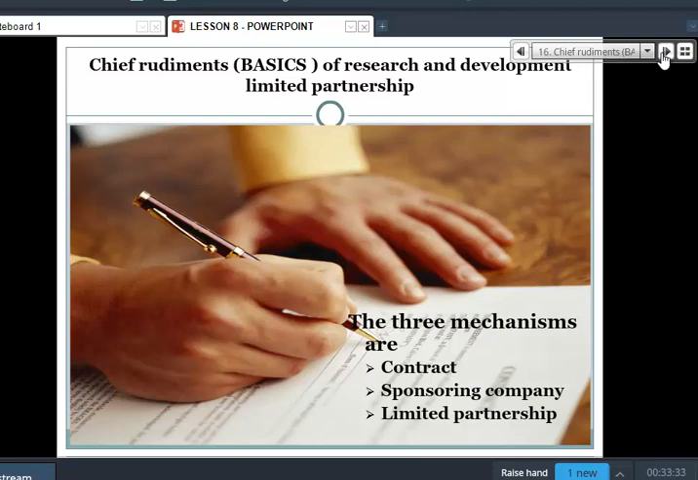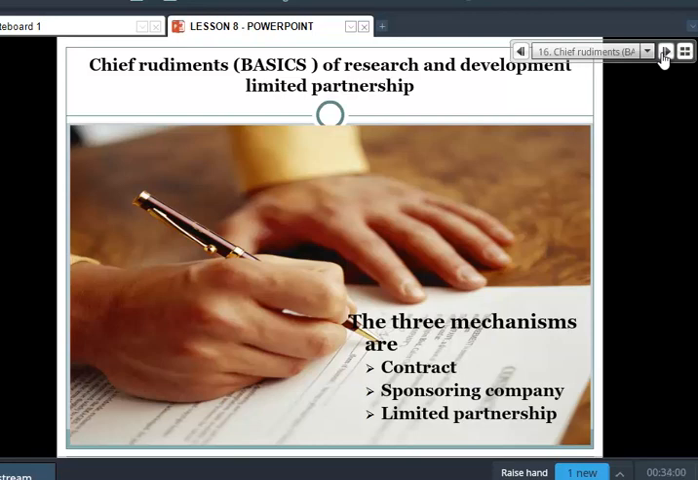What are the chief fundamentals or basics of research and development limited partnership? The three mechanisms are contract, sponsoring company, and limited partnership. The contract, of course: when you want to have a partnership, you need to sign a contract with terms and conditions.